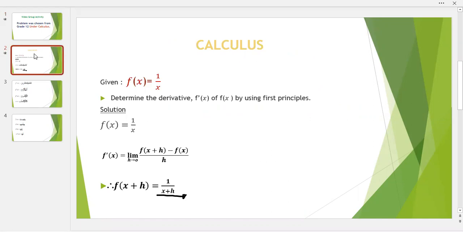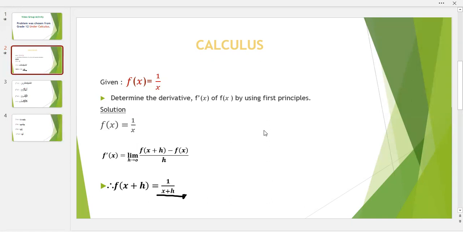That is our problem. The solution to the problem above, whereby we were given f of x is equal to 1 over x. We first have to determine the formula for the first principle, of which it says f prime of x is equal to the limit as h tends to 0 of f of x plus h minus f of x, all over h.